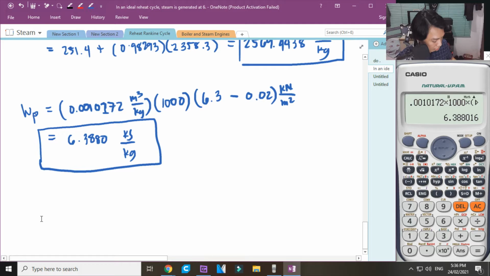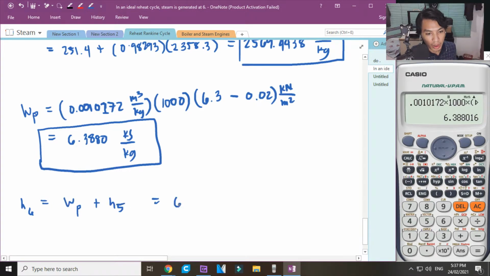And then you will find H6. H6 will be equal to the work of the pump plus H5.